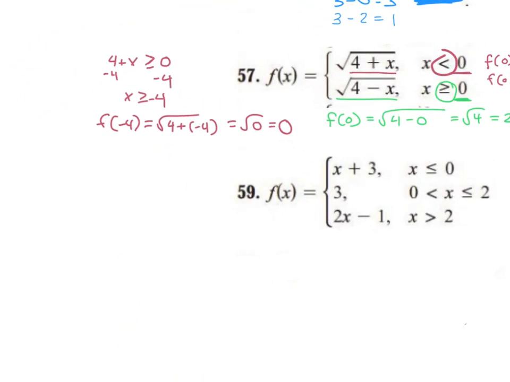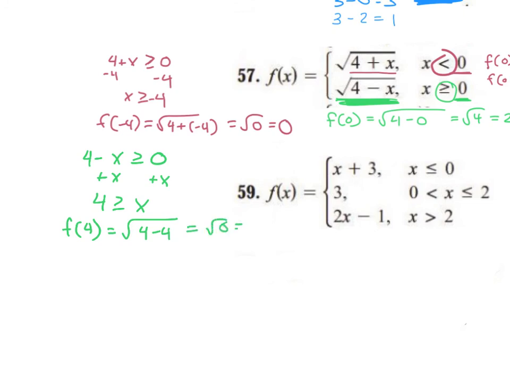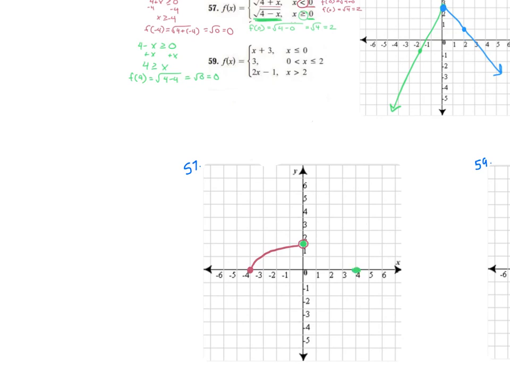Now again, we have restrictions on this domain. So we have 4 minus x has to be greater than or equal to 0, because we can't have a negative number under the square root. So we're going to add x to both sides. So we have 4 is greater than or equal to x. So I'm going to plug in 4 to see what the ending of this graph is going to look like. When x is equal to 4, we plug it into the second function. We have the square root of 4 minus 4, which is the square root of 0, which is just 0. And we're going to connect our graph like that. So this is our graph for 57.